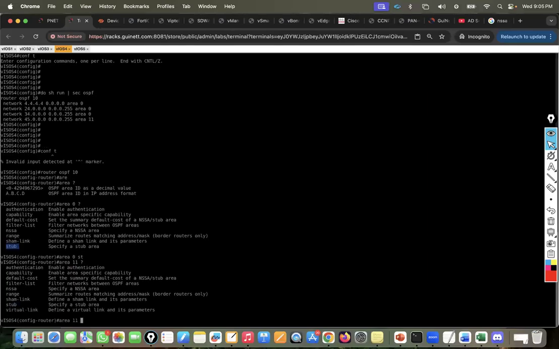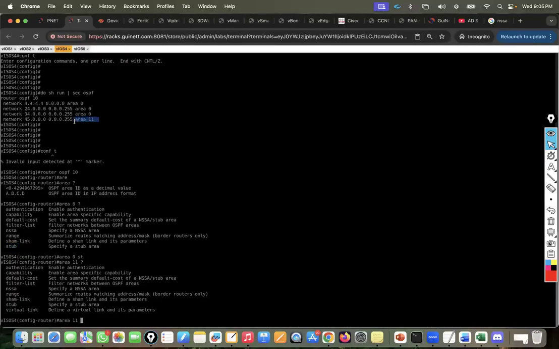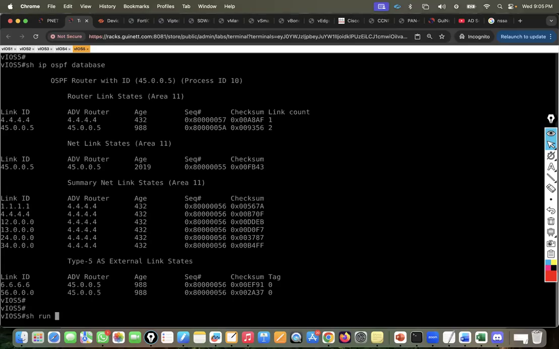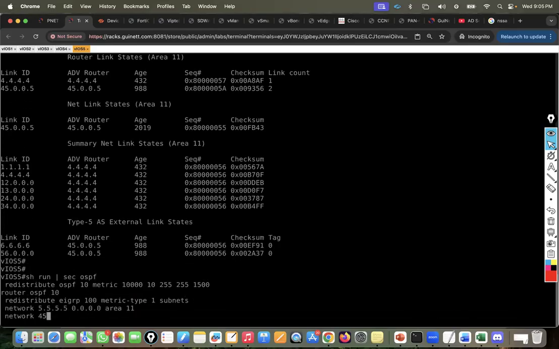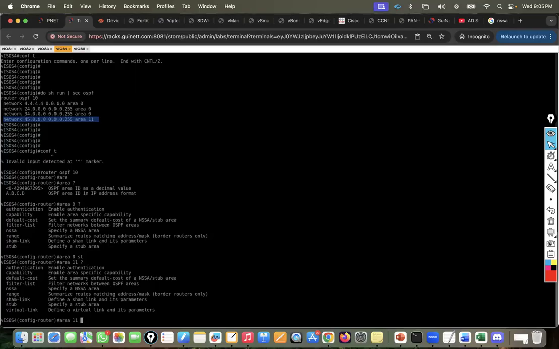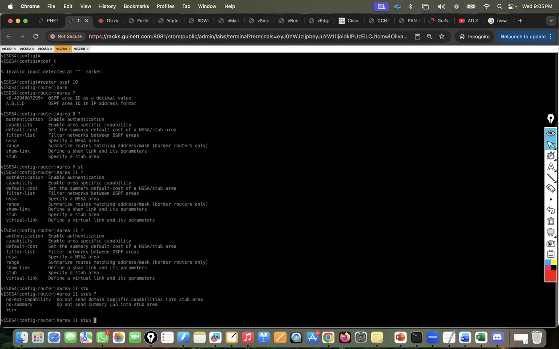We have configured area 10 or 11 on this router. On the router we have configured area 11. See here, the area is different than the router ID. Sorry, I was confused; the process ID is different, and the area is different. This is a process ID. This is an area. Okay, clear? So I'll go here and make it a stub.